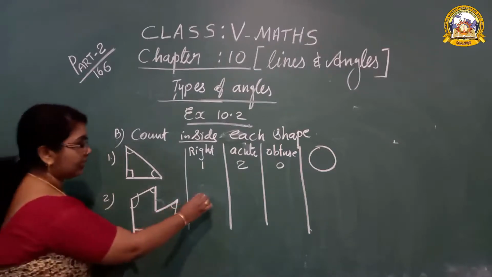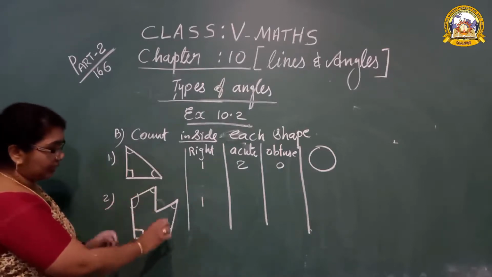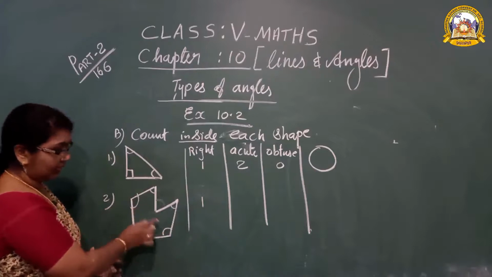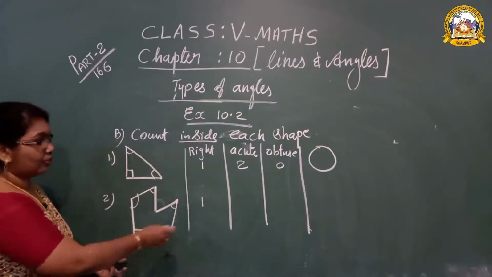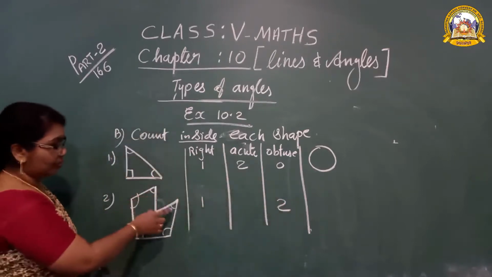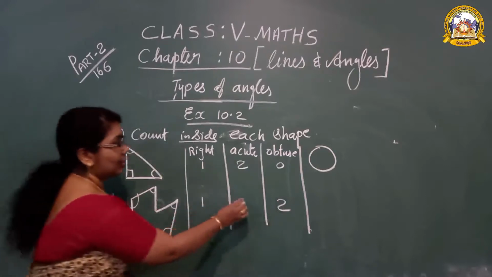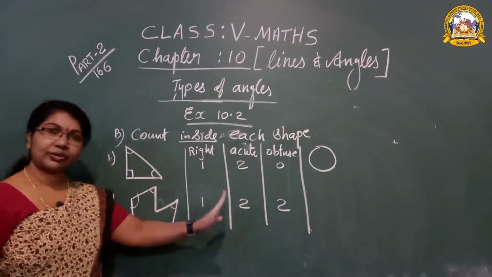So how many right angle? 1. Then look here, this is a big angle. This is also big angle. So it is what type of angle? Obtuse angle. So how many obtuse angles are there? 2 obtuse angles. And how many acute angles are there? Two acute angles are there. And you should know how to write down the answer.